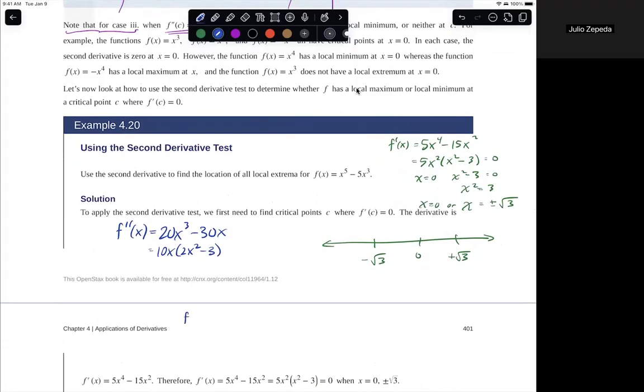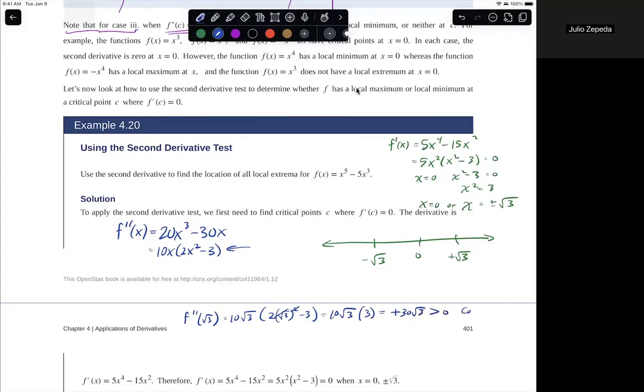So f double prime of the square root of 3. I'm going to use this factored form since there's a square in it. This is going to be equal to 10 times the square root of 3 times 2 times the square root of 3 squared minus 3. This is 10 square root 3 times, and the square and the square root will cancel. So we get 6 minus 3. That's positive 3. This is going to be a positive number. I don't really care what the number is. Let's just say positive 30 root 3, whatever that is. This is greater than 0.